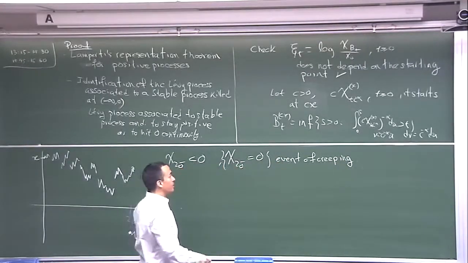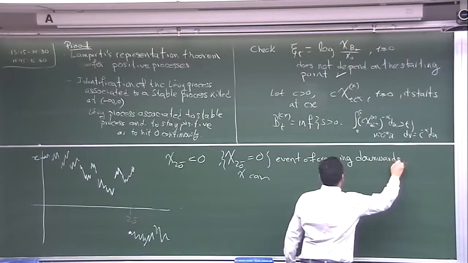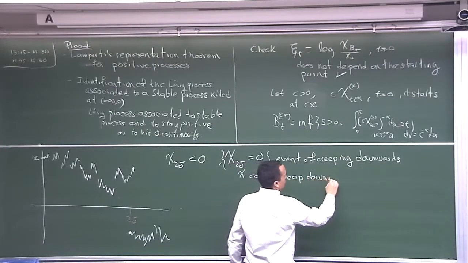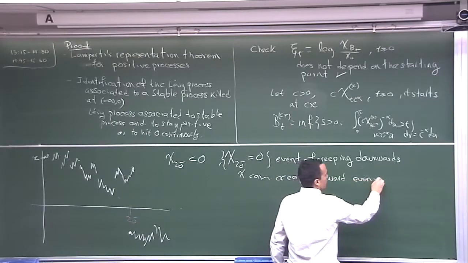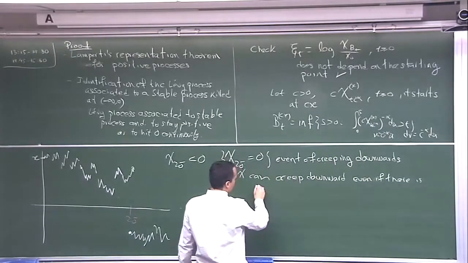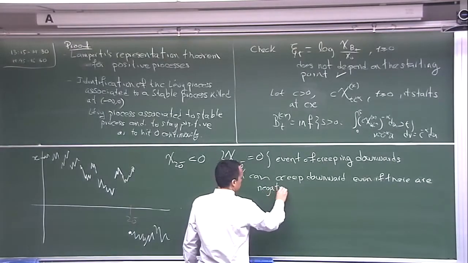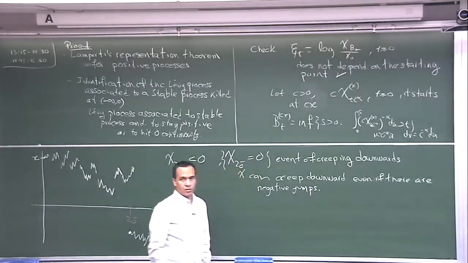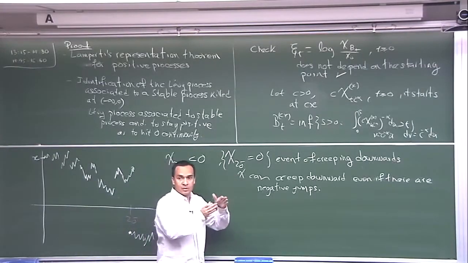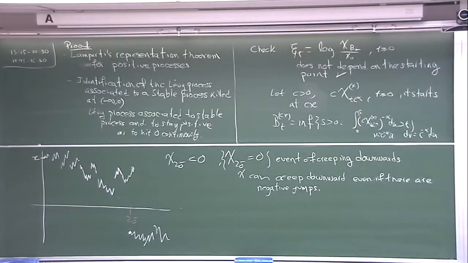Okay? And it is worth knowing that x can creep downward even if there are negative jumps. Okay? Because there may be a continuous part and the negative jumps that can force the process to accumulate. Okay? But that is why I have to take into account this event.